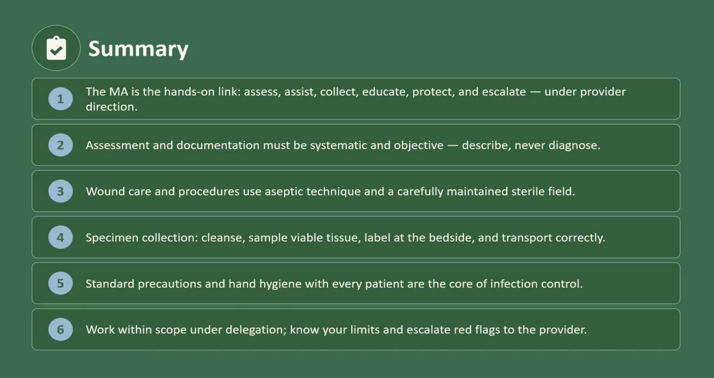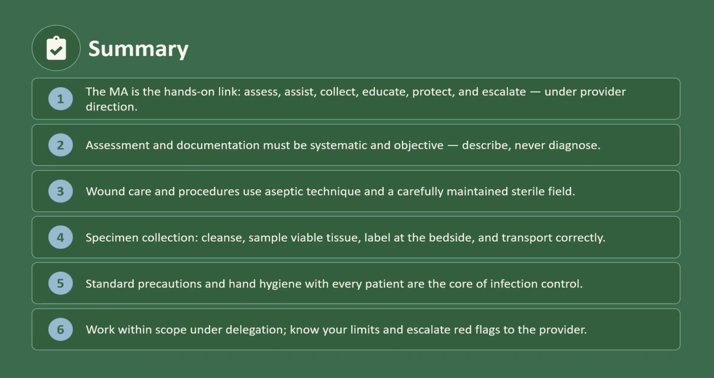Three: wound care and procedures rely on aseptic technique and a sterile field that you set up and protect. Four: for specimens, cleanse first, sample viable tissue, label at the bedside, and transport correctly. Good samples give good results. Five: standard precautions and hand hygiene with every patient are the heart of infection control. And six: work within your scope under delegation. Know your limits and escalate red flags to the provider.